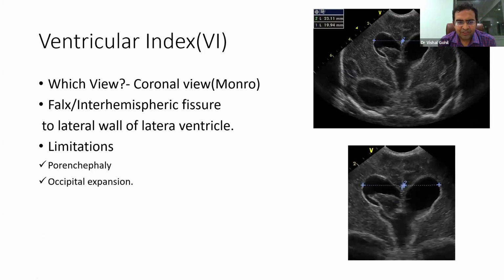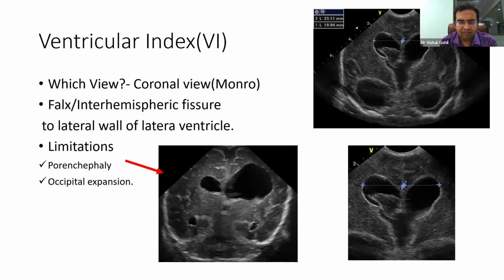The second important thing: limitations. As I told you, when there is porencephaly, how can you see the lateral border of your lateral ventricle? It is already merged with the lateral ventricle. So sometimes we need to follow a unilateral measurement. The second limitation is occipital expansion. When the collection of fluid starts after 2 weeks, because the occipital horn is very complex, most of the fluid collects there, and you can't get any difference in the serial VI.